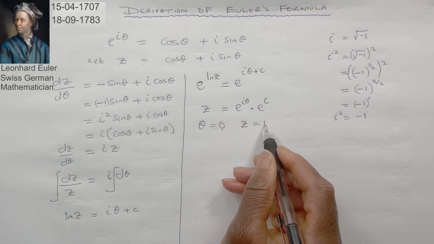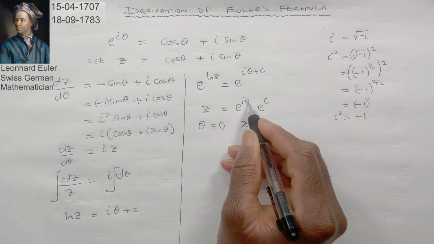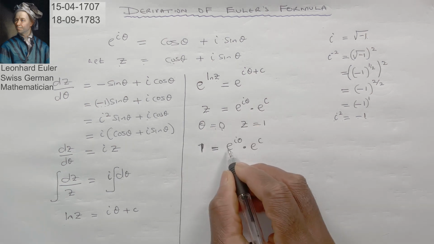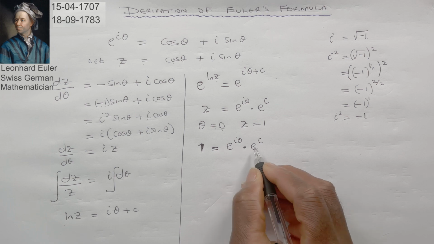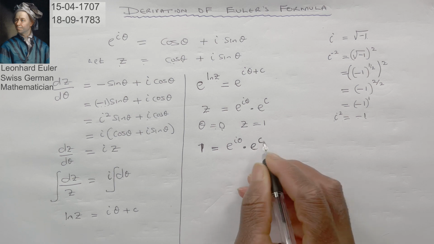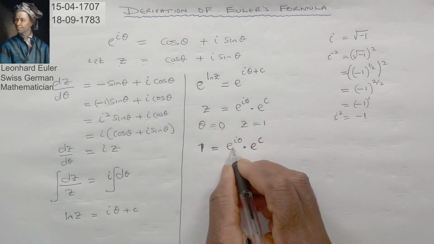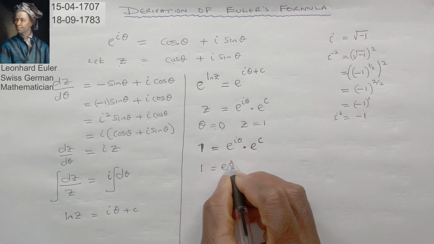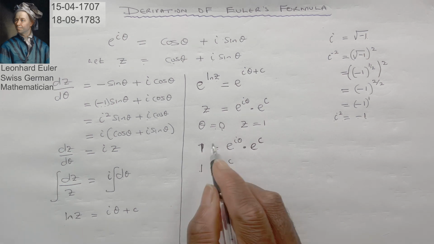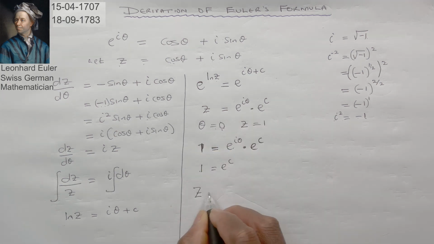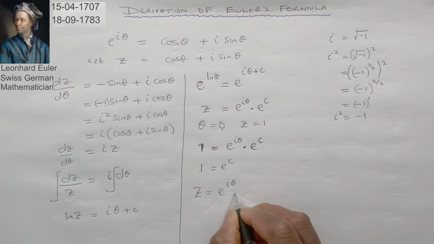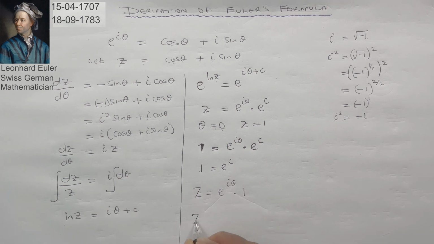So if I replace here, z is 1 and theta is 0, 1 equals e to the power i0 times e to the power c. And therefore, you can see that e to the power 0 is 1. So 1 equals e to the power c. And if I take that back into the equation here, z equals e to the power i theta times 1. Therefore, z equals e to the power i theta.